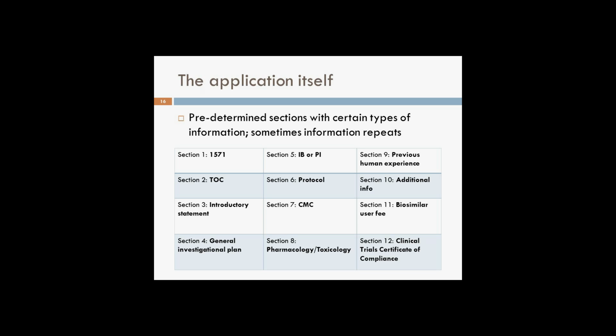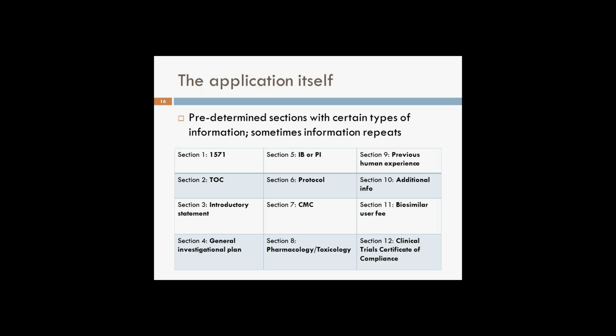And then there's some section for additional information that has, if you have a radioactive drug or you want to study pediatric populations, there's a few different categories that, if applicable, you stick some information in there. And section 11 is typically not applicable to us. It's if you make a generic antibody or something like that. And section 12 is a form, clinical trial certificate of compliance, which is that you registered your trial with clinicaltrials.gov. And again, that's where Penny is the master of clinicaltrials.gov, how to deal with all that.